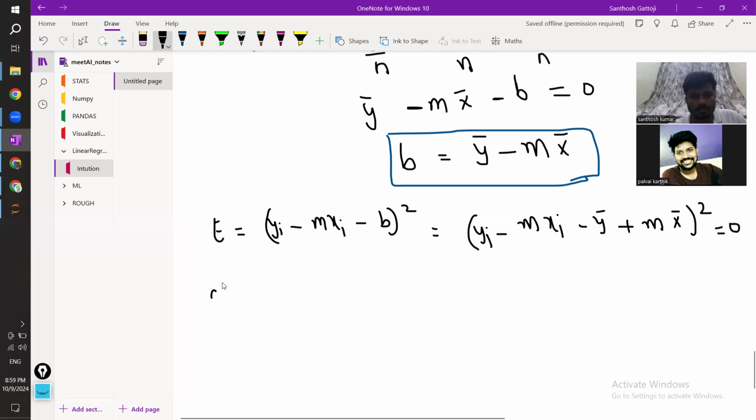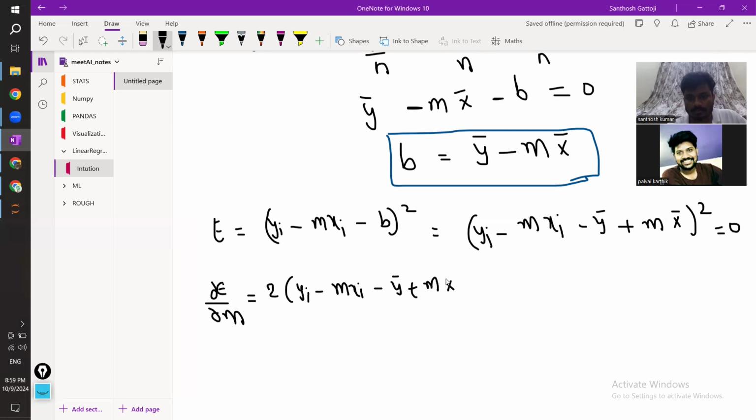Now simple, dou E by dou m. Same thing: first bring the 2 down, and yi minus m xi minus y bar plus m x bar, into the derivative of the inside. Now yi gives 0, but now you are differentiating with m, so m xi with respect to m gives xi, minus xi, minus 0, plus x bar.